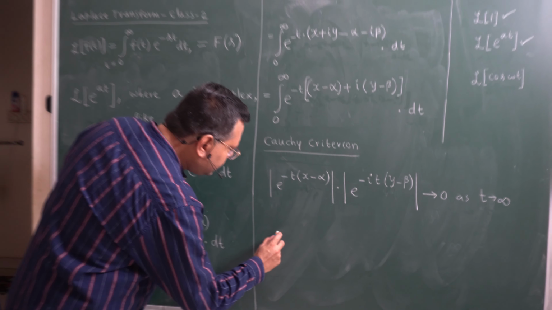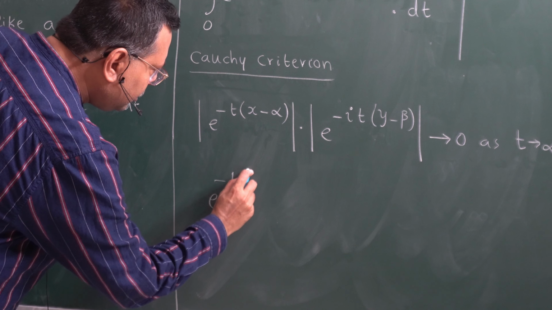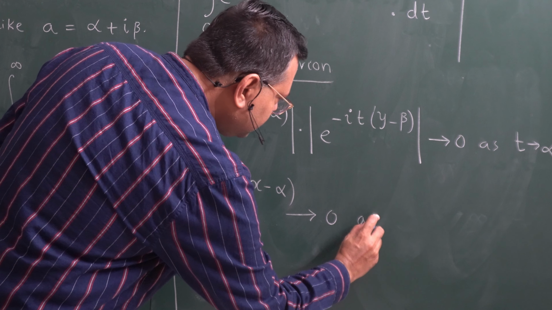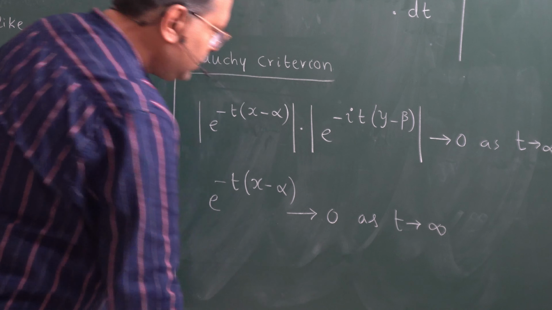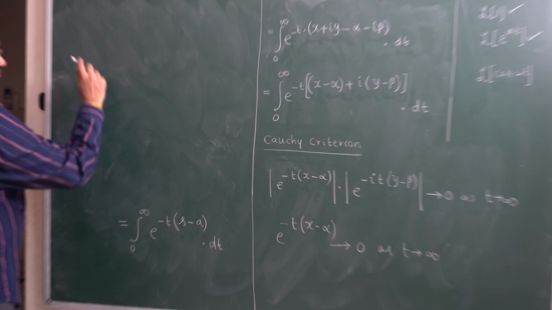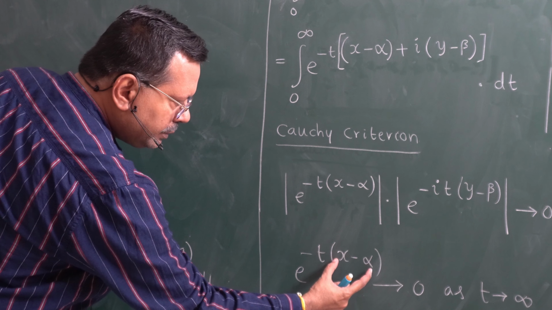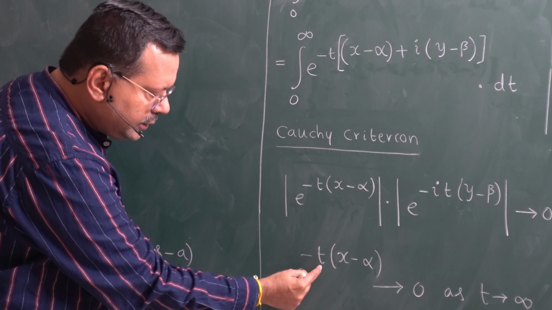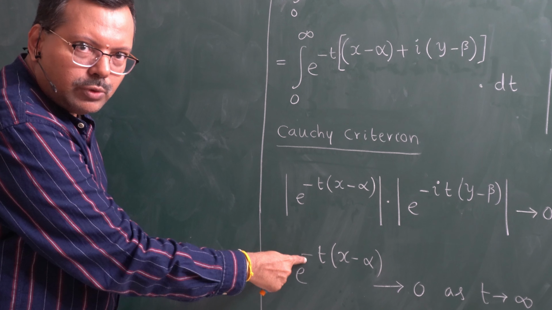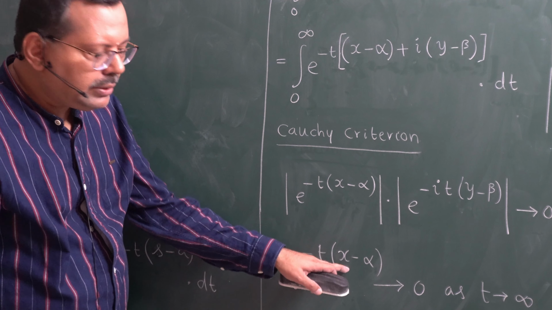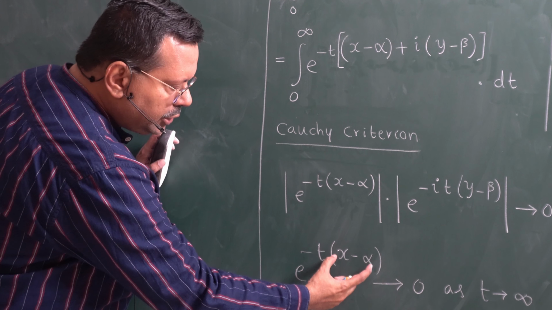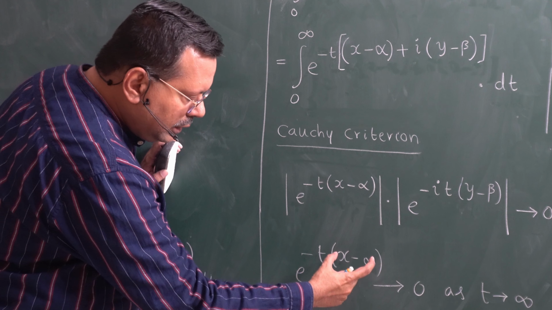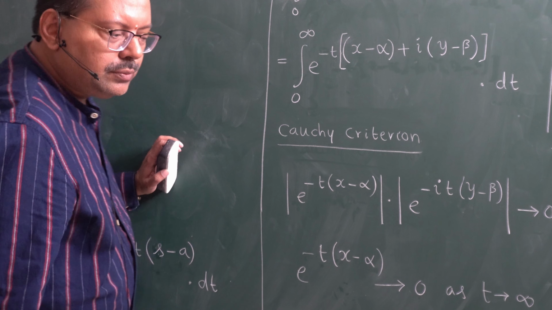So therefore, essentially it means that we have e to the power of minus t into x minus alpha should approach 0 as t approaches infinity. So this quantity will go to 0 provided x minus alpha is positive. If this is positive, then t is already positive, then only this negative will survive. What I mean by saying that negative will survive is minus of minus will become plus. If this is negative, this minus will become plus. Therefore, we demand that x minus alpha should be positive. That's the meaning of this.